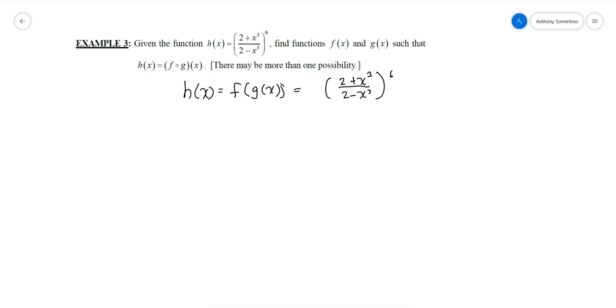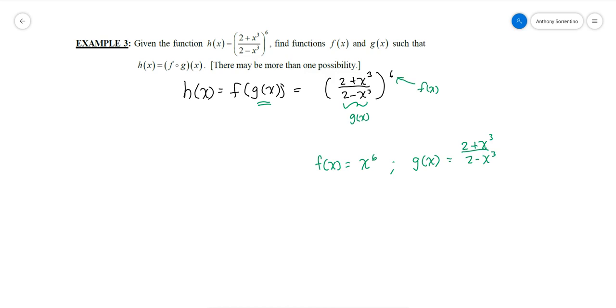So, I'm basically saying that h of x is the result of me composing these functions together. There are different variations I can do this. I have to be on the lookout, though. I have to say, okay, what's going to be my innermost function, which is g of x, and what's going to be my outermost function? So one instance, I could look at this being my g of x, and then the raising to the 6th power being my f of x. So one possibility would be for f of x to equal x to the 6th power and g of x to be 2 plus x cubed over 2 minus x cubed.